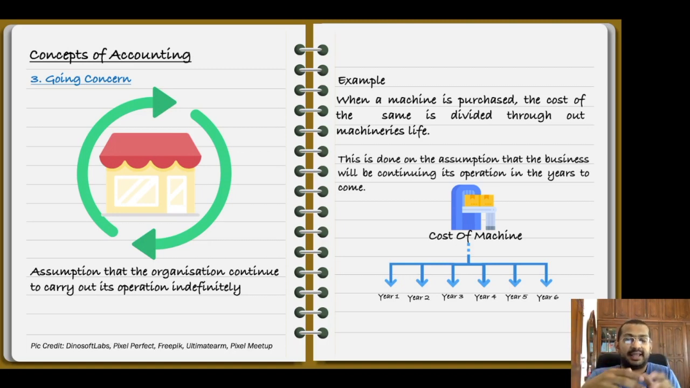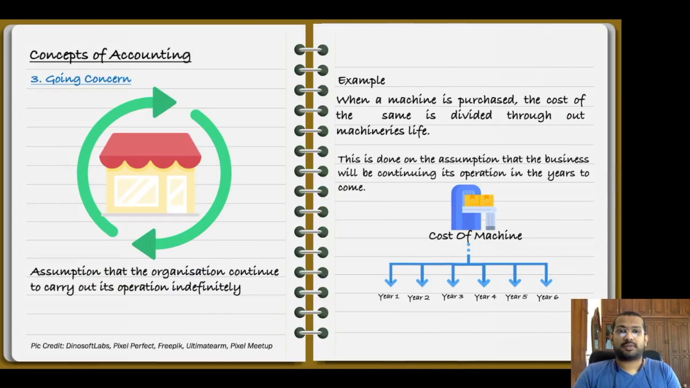That is, in this case, 6 lakhs divided by 6 years will be 1 lakh rupees, and this 1 lakh rupees will be debited in the first year, 1 lakh in the second year, and so on till the 6th year. So the going concern concept is the basic concept we rely upon while charging this cost proportionately to the books of accounts.